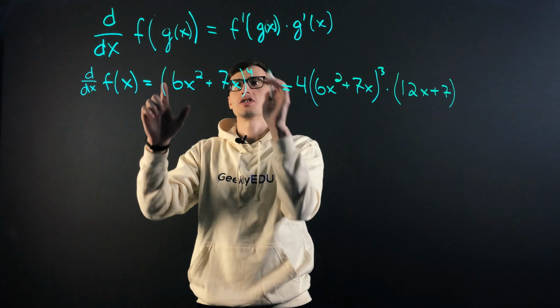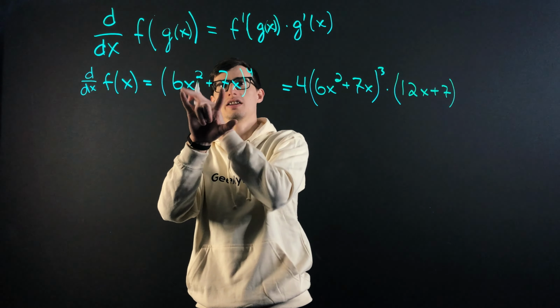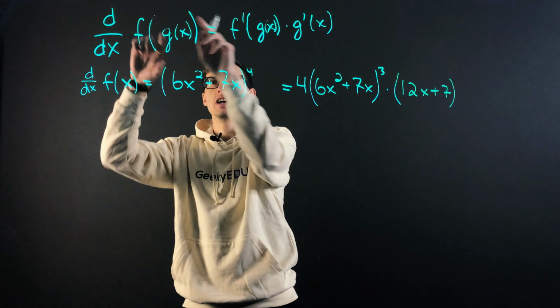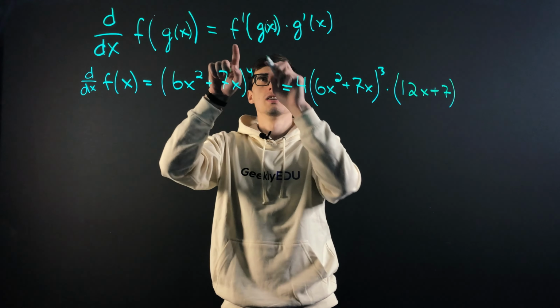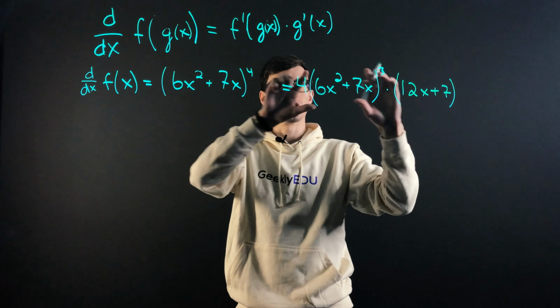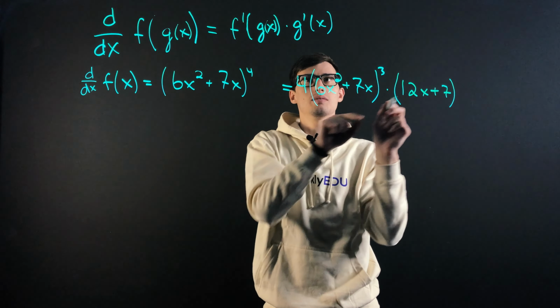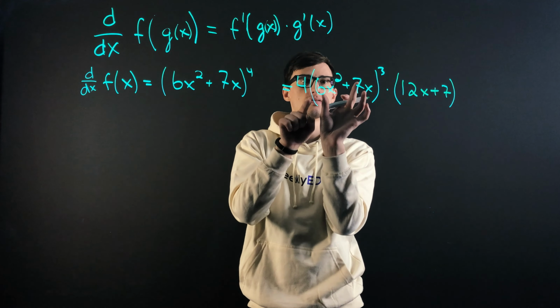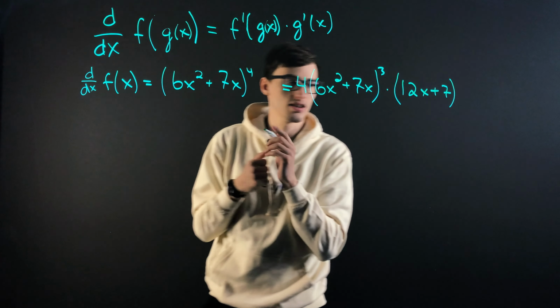So we have two functions. The inside function is 6x squared plus 7x, the g of x right here, and the outside function, the f, is the parentheses to the fourth. And when we take the derivative, first we take the derivative of the outside function, the f prime is just the 4 times the inside mess to the third, right, times g prime, the derivative of the inside function, 12x plus 7, right? Let's try another example.